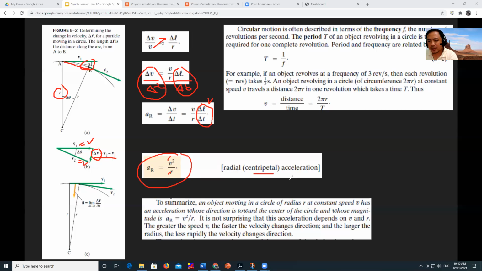Or towards the center, or centripetal acceleration. So to summarize, an object moving in a circle of radius r at constant speed v has an acceleration whose direction is toward the center of the circle and whose magnitude is a_c equals v squared over r. So it's the constant speed squared divided by the radius. So this is the centripetal acceleration or inward seeking acceleration. Okay? Did you get the derivation?